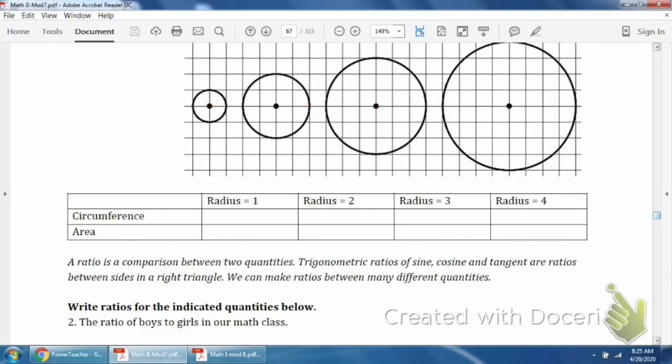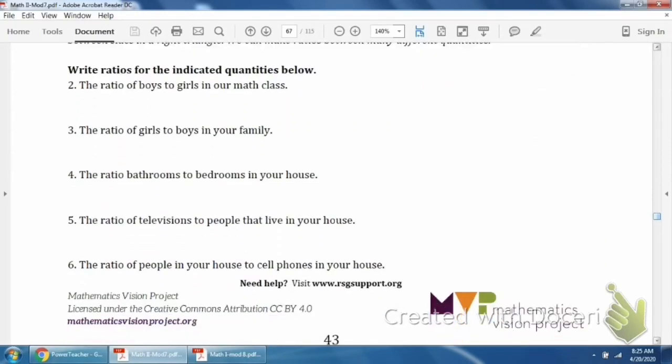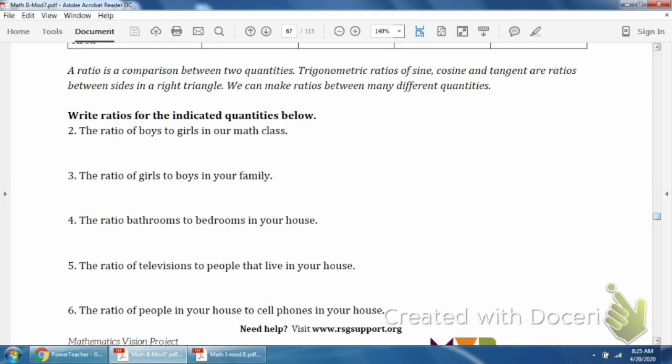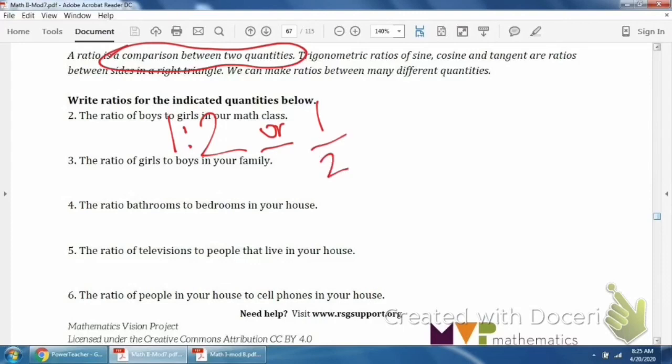Okay, so you do that, find the circumference and area, put it in the table, and then you should see some patterns. When you get to 2 through 6, you're just writing ratios. Okay, they tell you here in italics. Remember, a ratio is a comparison between 2 quantities. Some people like to write it with a colon, like 1:2. Some people will write it as a fraction, 1 to 2. So either way, just a comparison between 2 quantities.